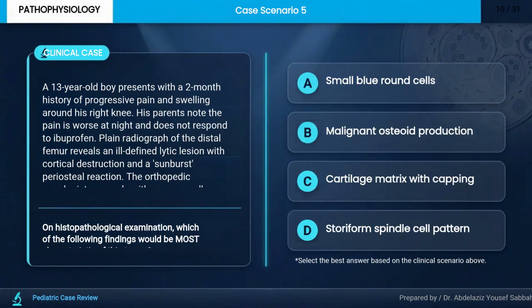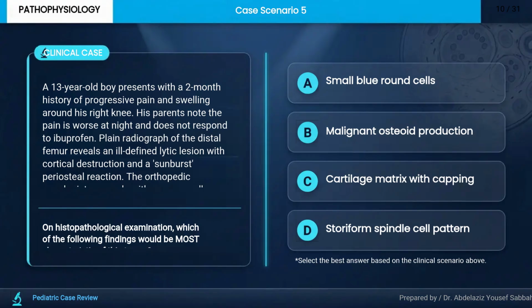Case 5. A 13-year-old boy presents with a 2-month history of progressive pain and swelling around his right knee. His parents note the pain is worse at night and does not respond to ibuprofen. Plain radiograph of the distal femur reveals an ill-defined lytic lesion with cortical destruction and a sunburst periosteal reaction. The orthopedic oncologist proceeds with a core needle biopsy of the lesion.